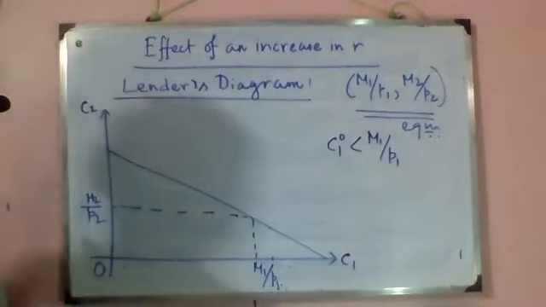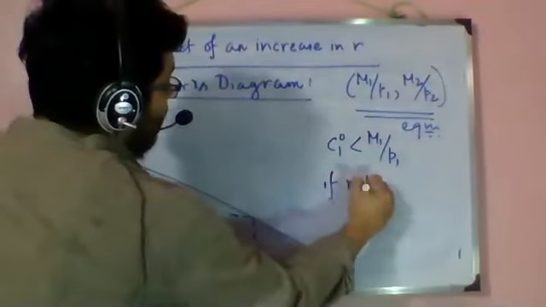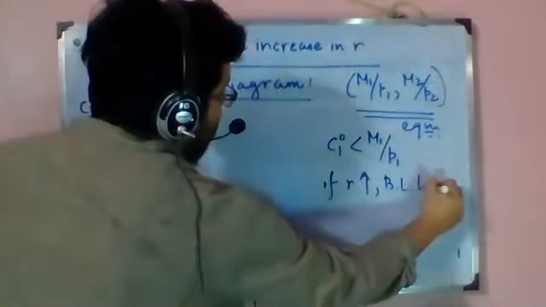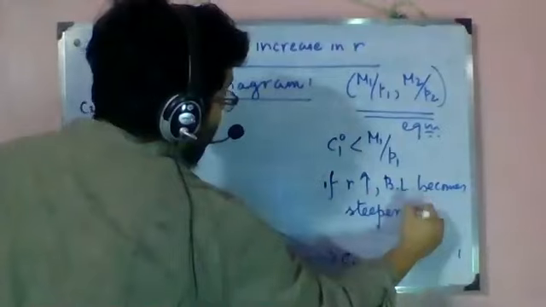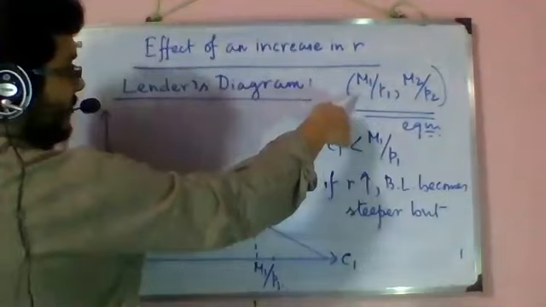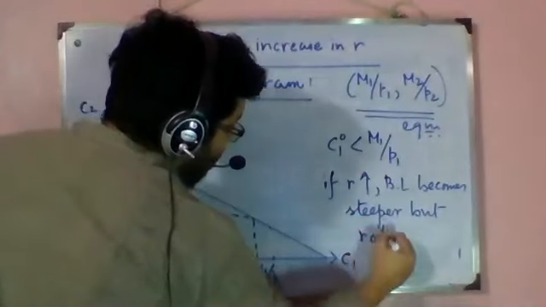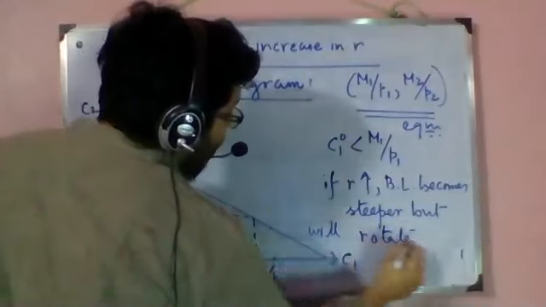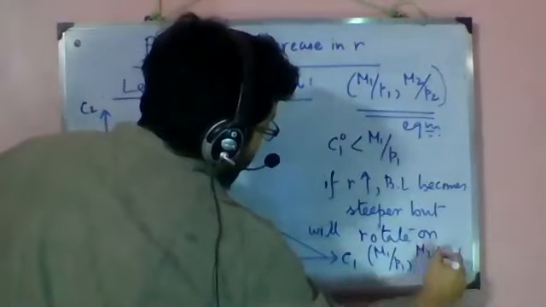The first important point that we have to note is that if R increases, the budget line becomes steeper. But this M1 by P1, M2 by P2 point is still available. So steeper, but it will rotate on M1 by P1, comma M2 by P2.